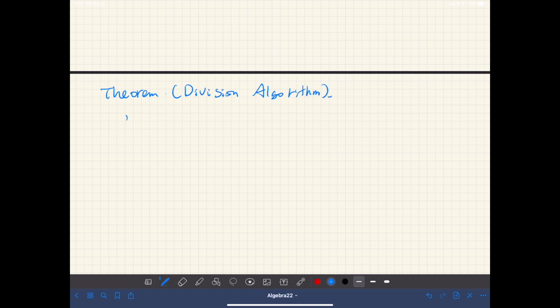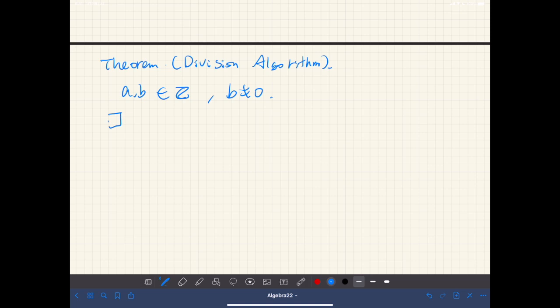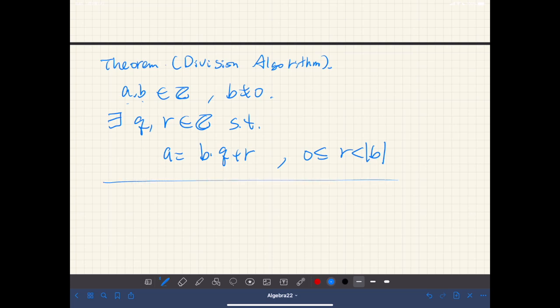Okay, now in this case, a and b are any integers, and b is non-zero. Then there exist some integers q and r such that a is equal to b times q plus r, and r is greater than or equal to 0 and less than the modulus of b. Previously a and b were non-negative integers, but in this case they can be negative. Okay, let's prove this one.